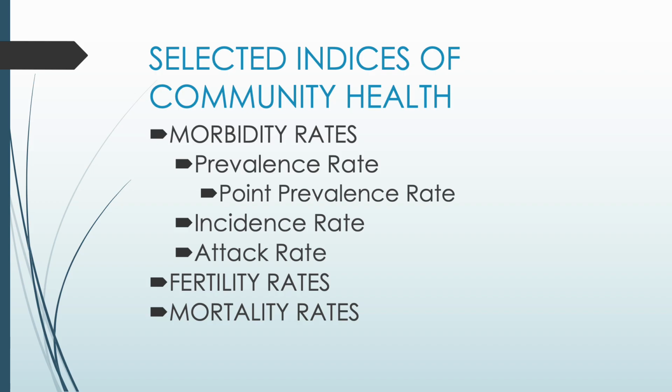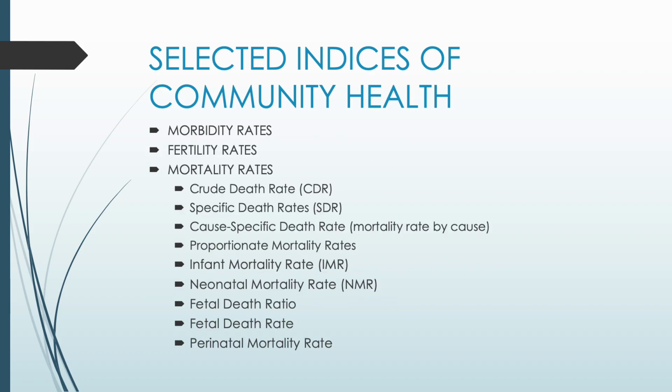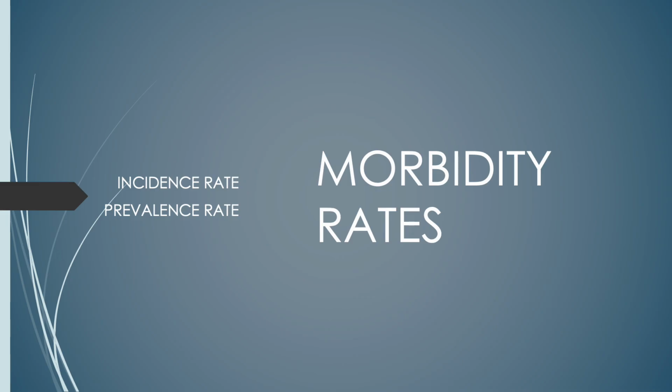There are selected indices of community health. Number 1, we have morbidity rates, under which we have the prevalence rate, incidence rate, and the attack rate. For the fertility rates, we have the crude birth rate and the general fertility rate. And lastly, for the mortality rates, we have a lot, but we shall go through most as we go along. For the morbidity rates, we have the incidence rate and the prevalence rate.